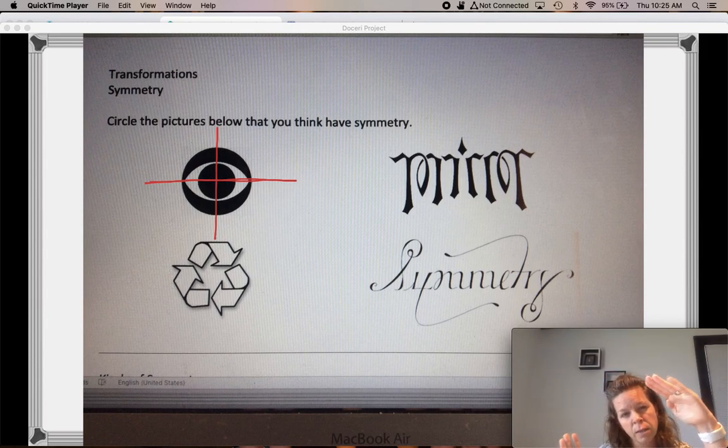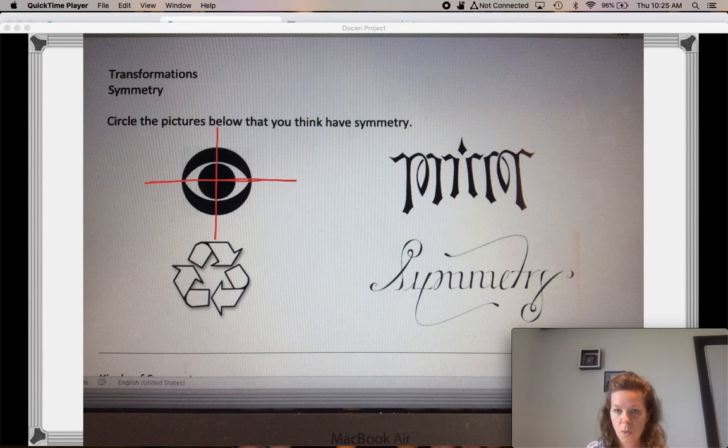Are there any diagonal lines? Sometimes we can fold on a diagonal line. Well, if we fold on a diagonal line, I don't think that paint's going to perfectly match. The two circles would, but that eye, the white parts, aren't going to totally match up. So that one, it looks like, has two lines of symmetry.